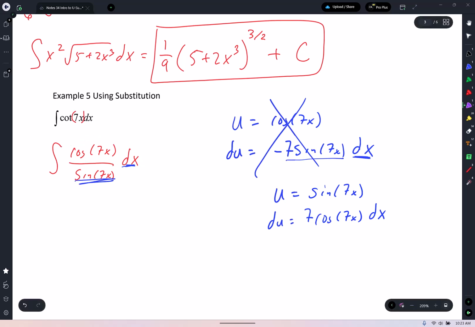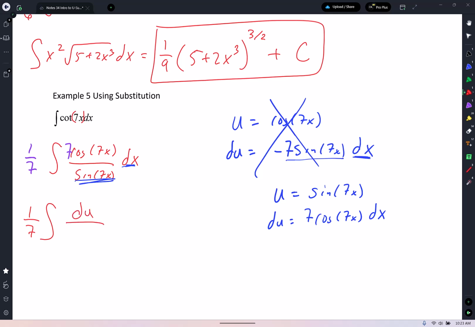So I'm going to insert a 7 right here. If I do that, I got to balance it. What do I put on the outside? A 1/7. See? So now, here it is. I'm going to replace everything. 1/7 integral. That 7 cosine 7x dx is just du, and then that sine 7x is u.